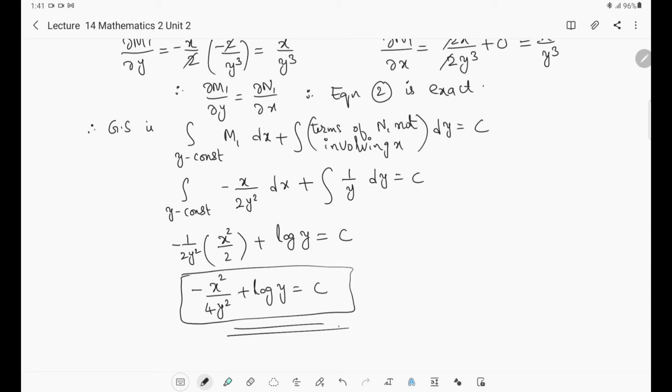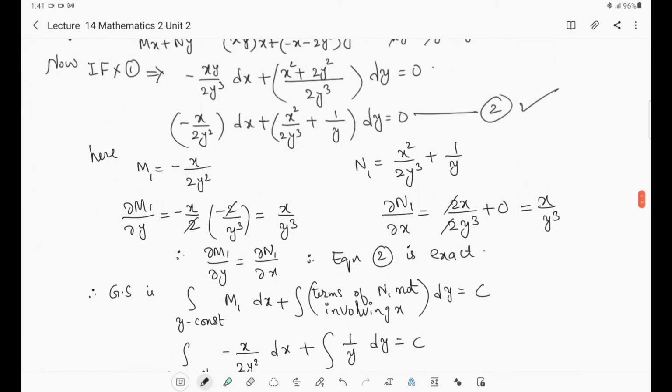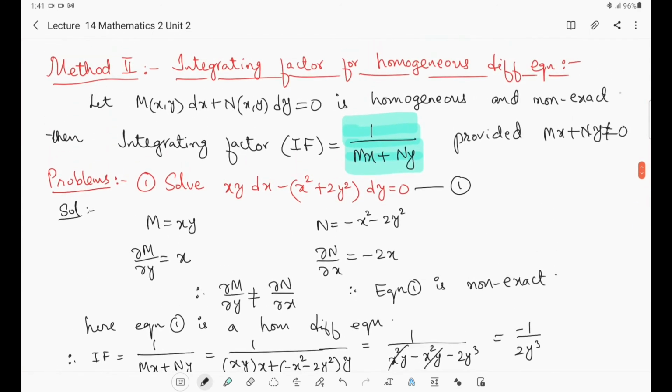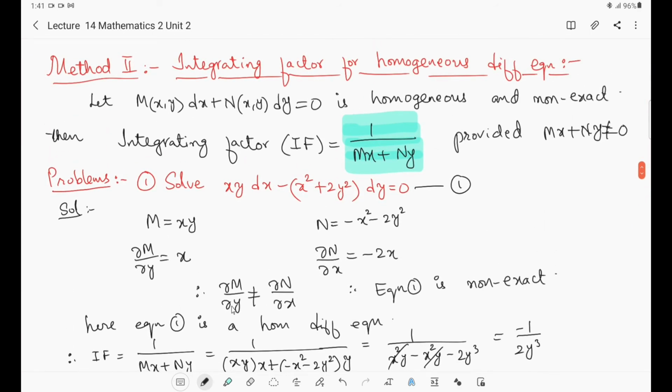Right? So this is the procedure of solving homogeneous non-exact differential equations. So let us discuss once again. Which equation is said to be a homogeneous non-exact differential equation? First of all, the equation should be non-exact, and see here how to identify that.